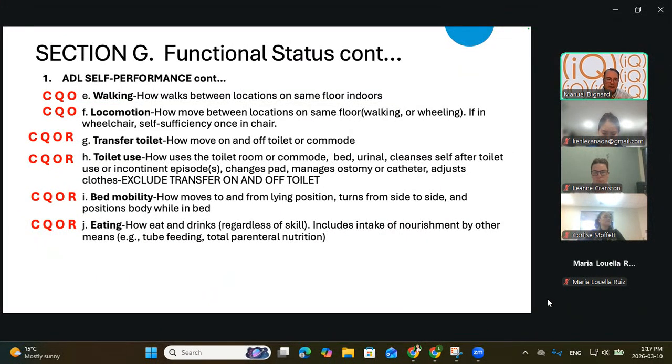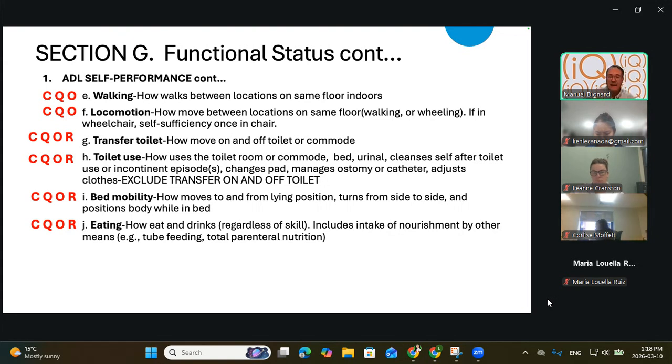Walking. Again, if we look at walking and locomotion, both of those will impact your care planning, right? Your CAPS, your quality indicators, and your outcome measures. So walking, we're looking at the resident's ability to walk between locations on the same floor indoors. Okay, so this means room to hallway, hallway to dining room. And this is only about walking, right? If they use a wheelchair, well, that's covered under the locomotion. So we're just walking here. So this is one that we can often see activity did not occur if they're in a wheelchair.